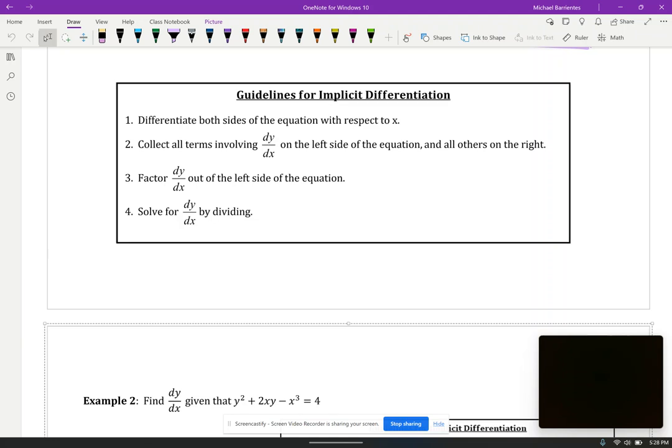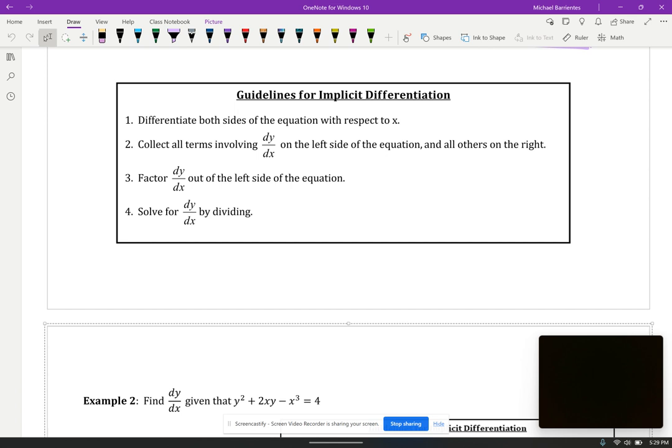This is the official, I guess, recipe for applying implicit differentiation whenever we have an equation that's not explicitly solved for one of the variables. So when I don't see y equals everything in terms of x, or x equals everything in terms of y, or whatever other variable, whenever I don't have an isolated variable, I can use implicit differentiation to find the derivative of y with respect to x.